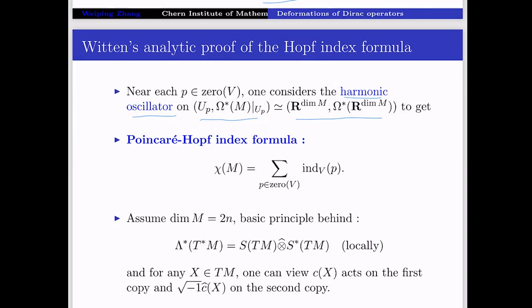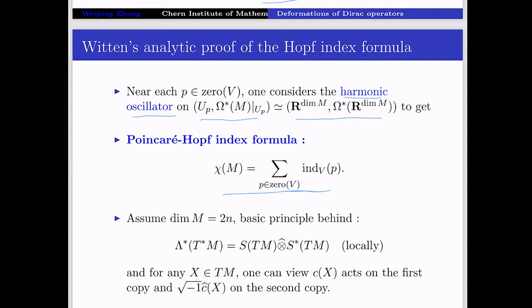So when doing this with the help of an analysis of the harmonic oscillator, I'm not going into detail, one gets the proof of the Poincaré-Hopf index formula, that is, the Euler characteristic is the sum of the degrees of these isolated points.